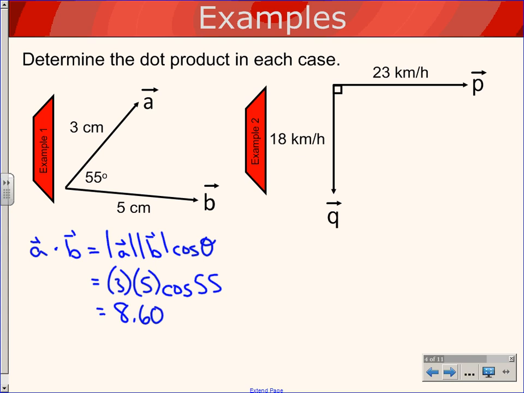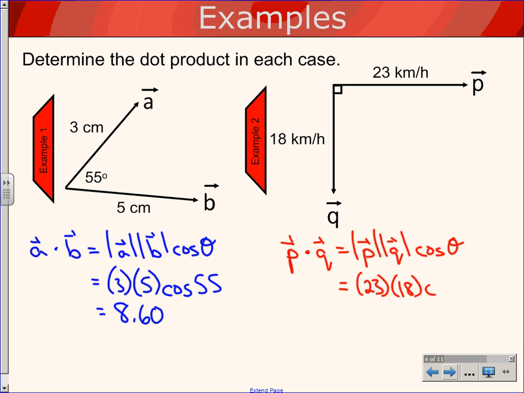Now this example here is going to start to get to a point where it's a little bit more important. Here's P dot Q. Same formula, it's magnitude of the first vector times magnitude of the second vector times cos of the angle in between. So the magnitude of P was 23, Q was 18, and our angle this time is 90. If you calculate that, we get an answer of 0, and it's exactly 0. It's not close to 0 and rounded, it's exactly 0. The reason it's exactly 0 is because of that cos of 90. Cos of 90 gives us 0. The 23 and the 18 made no difference.